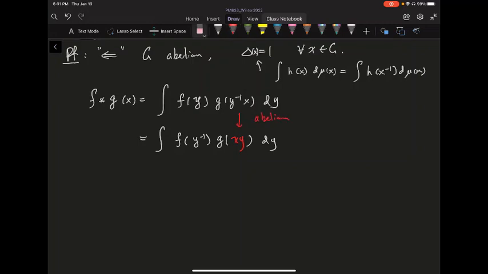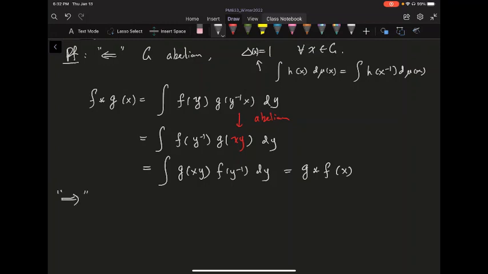Now let's use some left translation, since I want to move the g to the front. Actually, you don't even need to do that. If you reverse the order, this is the integral of g(xy) f(y inverse) dy, and based on the two formulas we had for the convolution, this is the same as g convolved with f evaluated at x. So this finishes proving the backward direction.